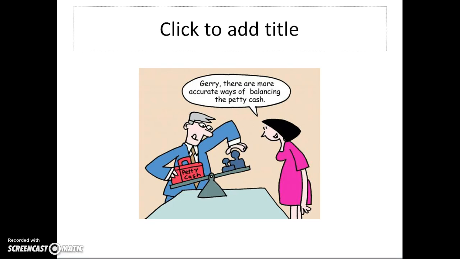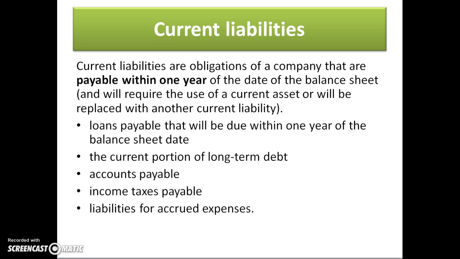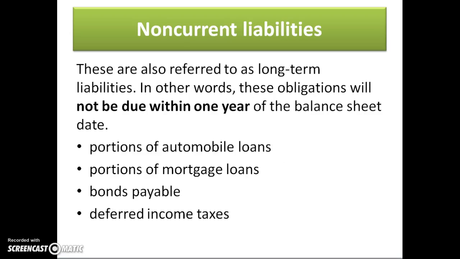This is one way we can use to balance the books, but not one I recommend. On the other side of the balance sheet, we have our current liabilities. This section consists of loans payable that will be due within a year of the balance sheet date, the current portion of long-term debt, accounts payable, income taxes payable, and liability for accrued expenses.